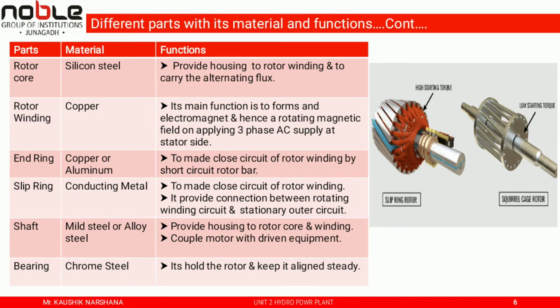Shaft, made of mild steel or alloy steel, provides housing to the motor core and winding and couples the motor with the driven equipment. This is the function of the shaft. And the last one is the bearing. These are made up of chrome steel, and they hold the rotor and keep it aligned steadily. Clear? These are the different parts of the stator and rotor.